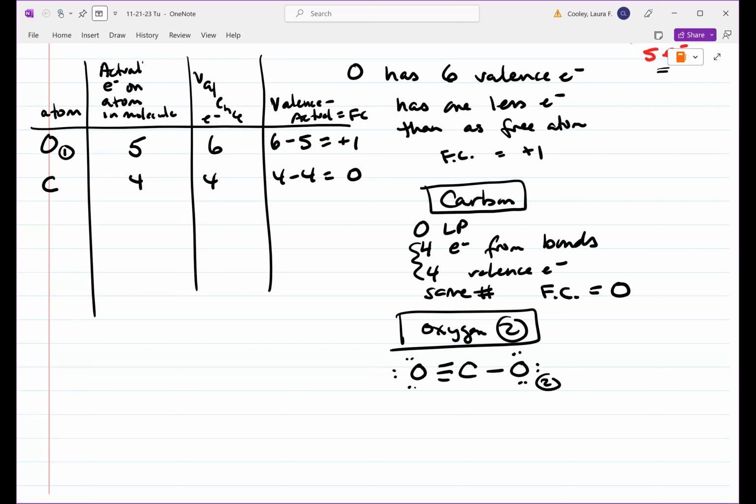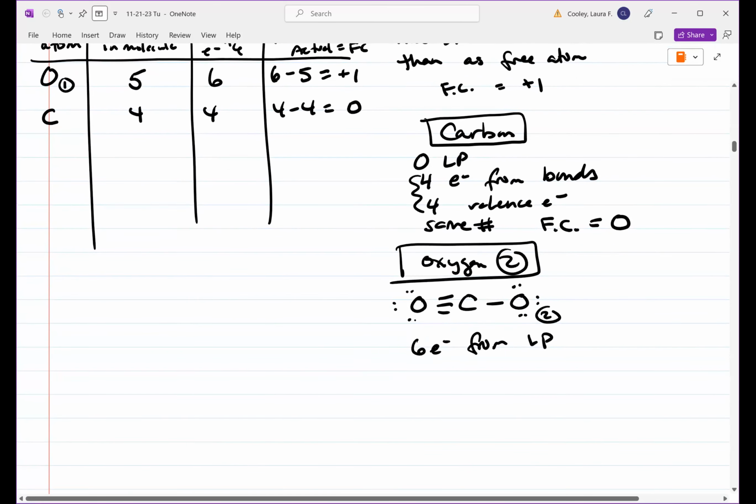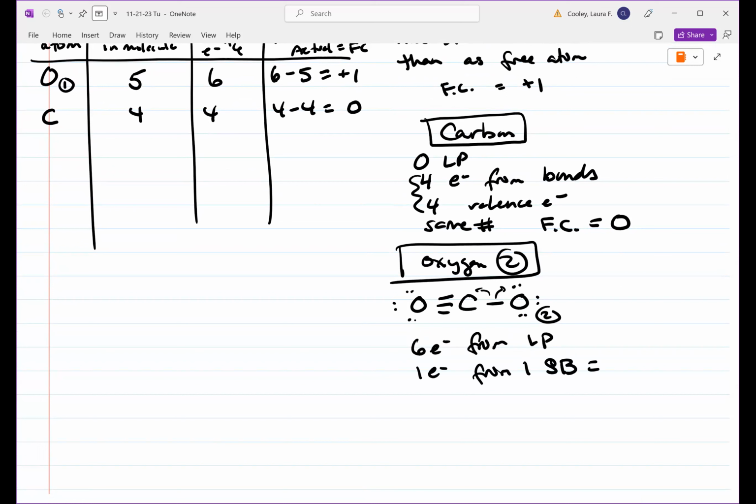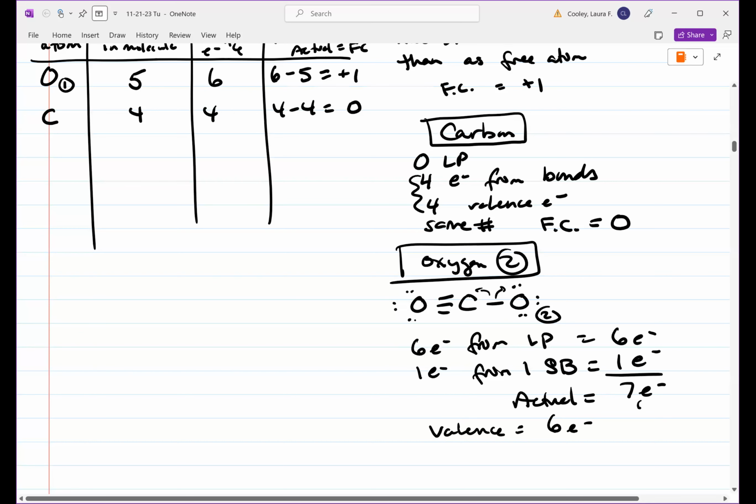This is the second oxygen. So it has 6 electrons from lone pairs. How many electrons from bonds? Just 1, right? Because this thing splits in half. 1 electron from the 1 single bond. So there's a total of 7 electrons. So this is the actual 7 electrons. And the valence is 6 electrons. So it has 1 more electron than it had when it was a free atom.